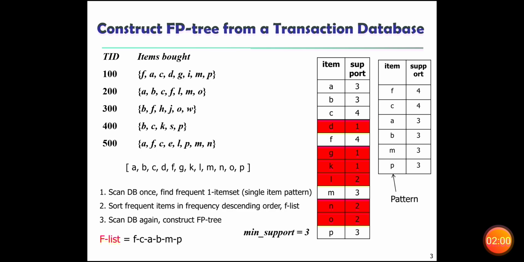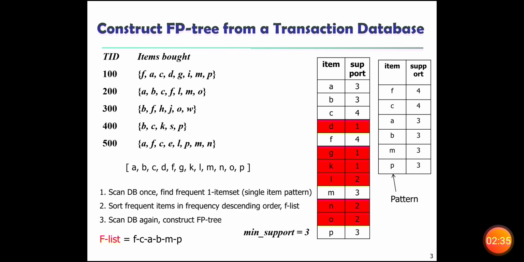Likewise, we have a number of transactions, and all the transaction IDs have different item sets. Among these, we find all the possible single items, which are given down: A, B, C, D, F, G, K, L, M, N, O, P. These are the possible single items from this table.